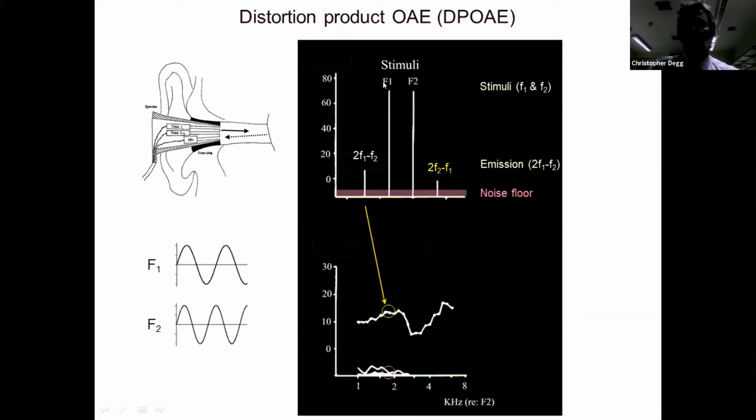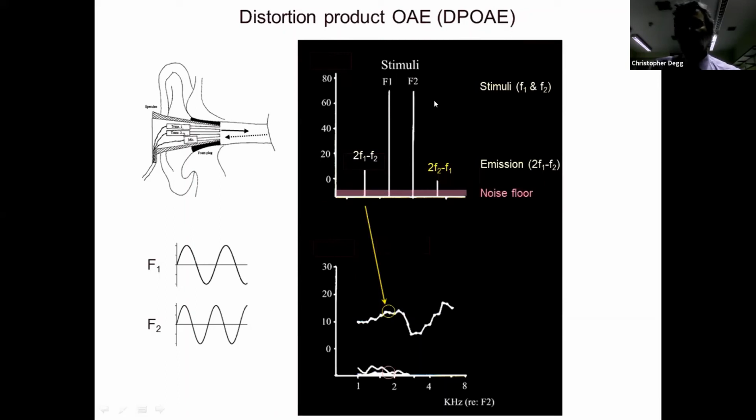And the frequencies of that buzz are predictable because the frequencies are based on the frequencies of the stimuli. So with distortion product emissions, we play 2 pure tones in, and we look for amplitude of response at a 3rd frequency that's related to these 2 frequencies. And then we plot out that, and then we move the 2 stimulus frequencies, measure and plot, move them, measure and plot. And so we get this type of display.